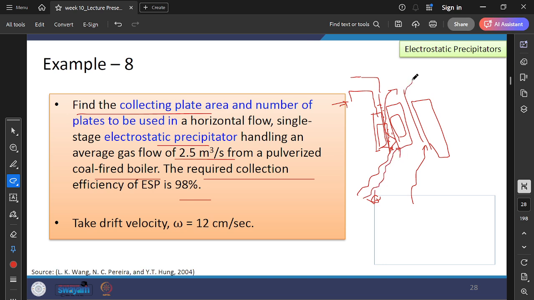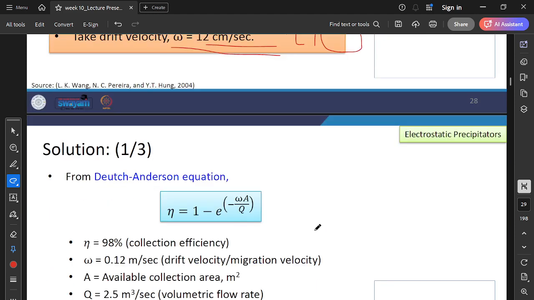Only 98% will be collected and 2% is coming out along with the effluent gas. Okay, this is the flow diagram. Drift velocity plays a major role in the electrostatic precipitator. So omega is the major factor, 12 centimeter per second. All the efficiency of your electrostatic precipitator is based on omega, the drift velocity. So that's the formula I'm going to use now.